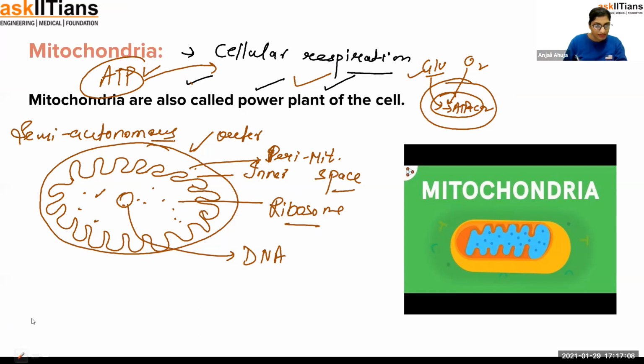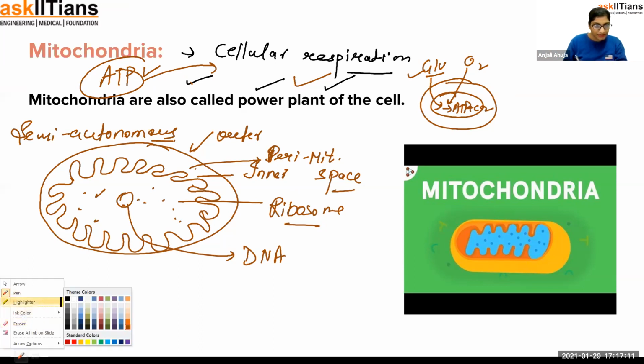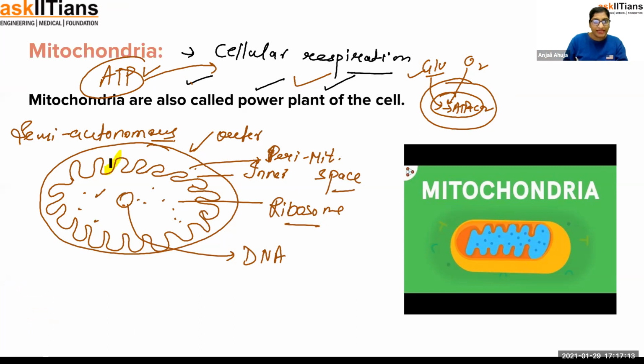Let me just change the pen color and highlight it. So this is the place onto the inner membrane where ATP synthesis happens. So basically, onto the inner mitochondrial membrane, there is an enzyme present, which is known as ATP synthase enzyme. So this ATP synthase is present all through.